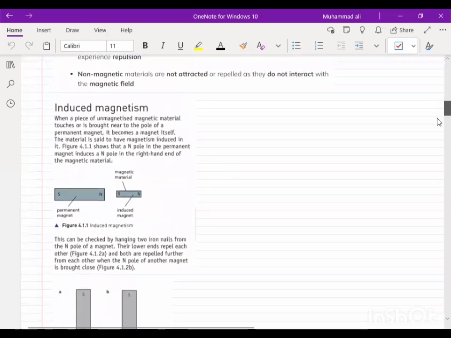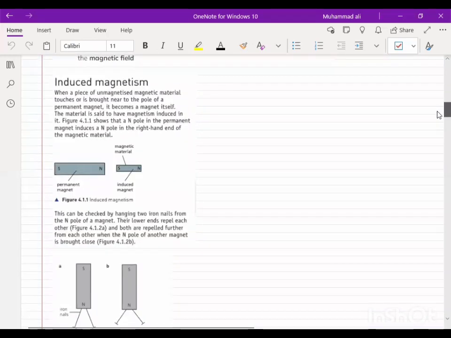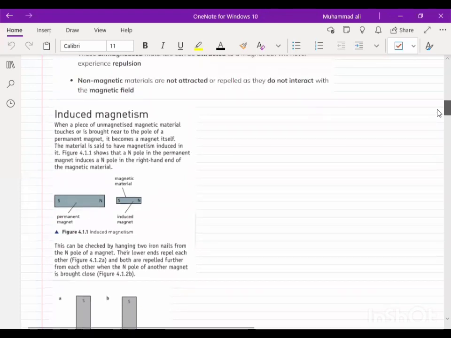Now moving on, we have induced magnetism. Induced magnetism is simply the idea that if you have a magnetic material, you can convert that to an induced magnet by bringing it under the influence of a permanent magnet. This is what we're doing right here. We have a magnetic material, and when we bring that near a permanent magnet, it is going to induce a pole on the opposite end. For example, in this case, we have a north pole, so it's going to induce a north pole on the opposite end.